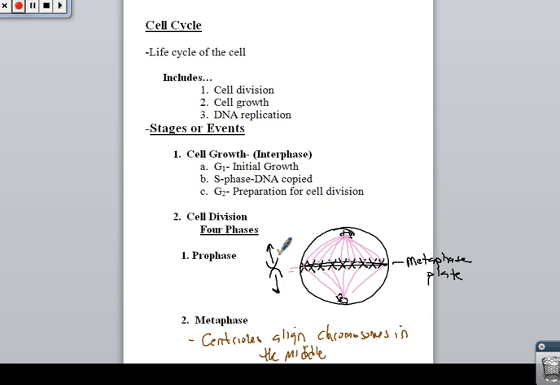So centrioles are kind of like keeping order. They align all the DNA in the center so that when it is eventually pulled to opposite ends, it's done in an orderly fashion and things don't get mixed up. You don't end up with too much DNA on one side and not enough on the other. But that's prophase and metaphase, your first 2 phases. Let's go to the next ones.